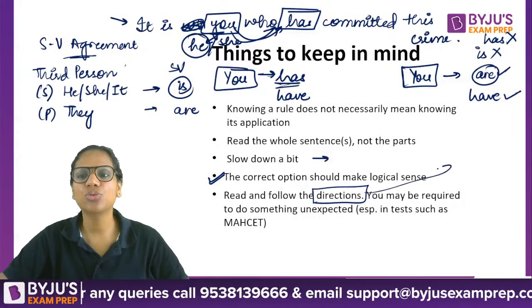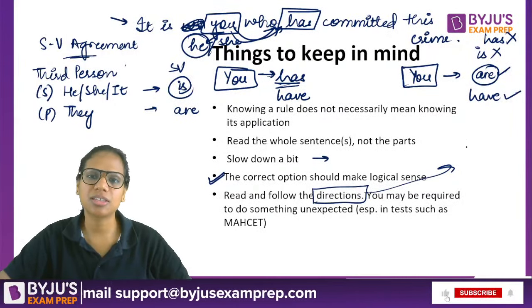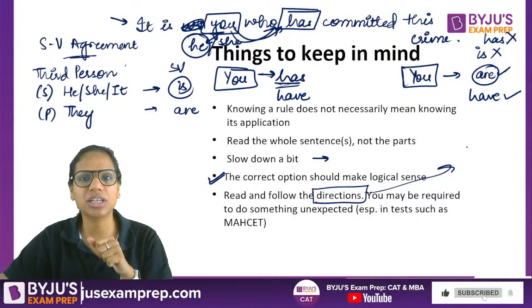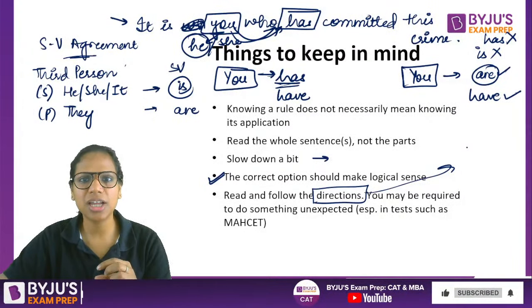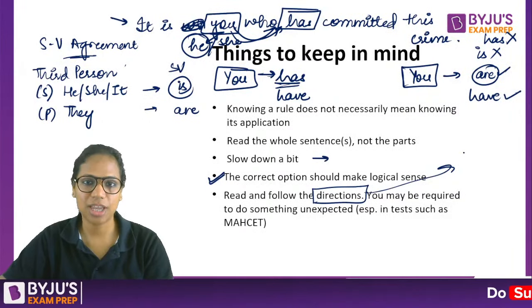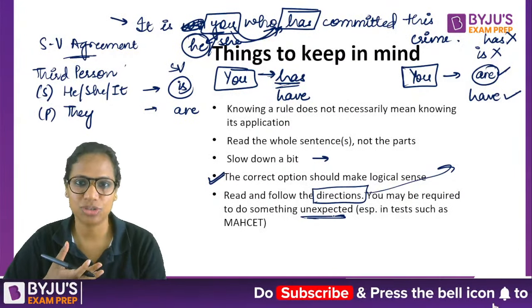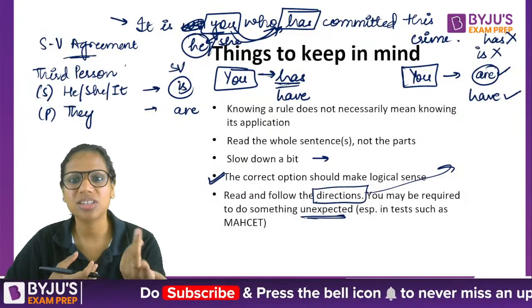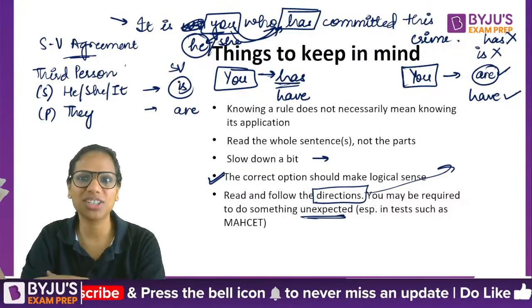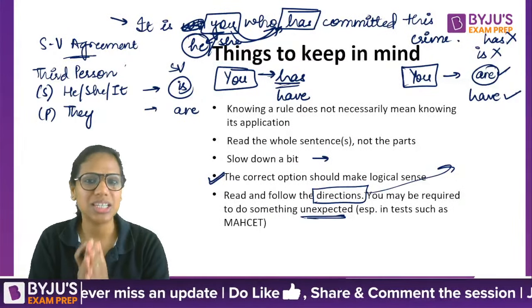A lot of times students mark the incorrect option. So for instance, if the question asks them to find out which of the sentences are incorrect, they would rather choose the ones that are correct, because they haven't read the directions carefully. So always read the directions carefully, okay? And sometimes you may get very different questions even in grammar. For instance, MACT makes these unique combinations out of grammar questions, right? So read and follow the directions to the T.